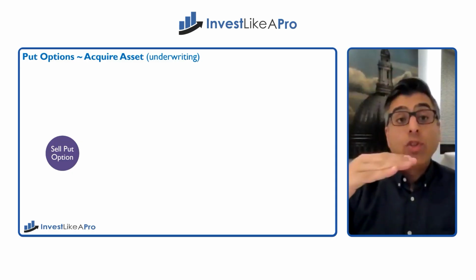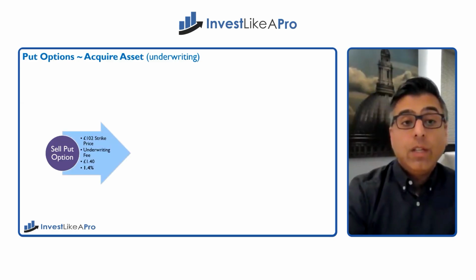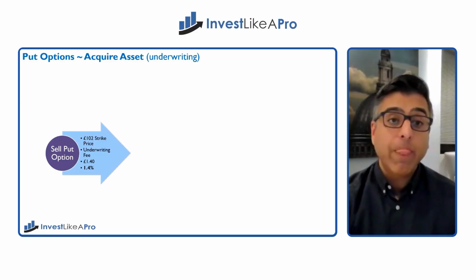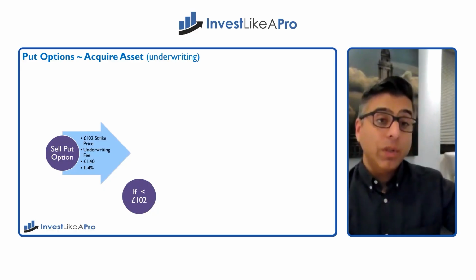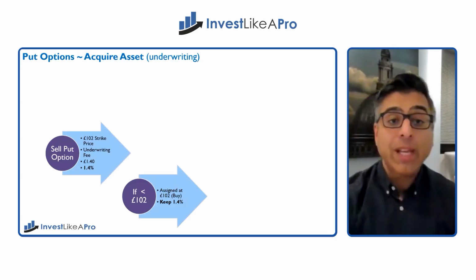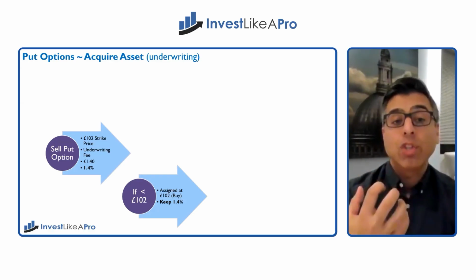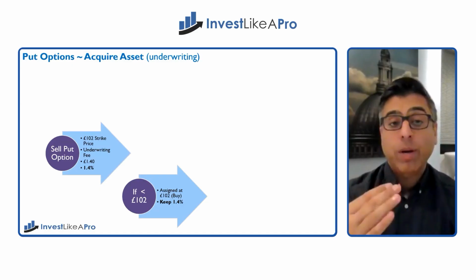I'd rather be buying at 102. So what you do is you sell a put option with a strike price of 102. Okay, so that's how that looks. You earn income for doing that. You get 1.4%. If the share price goes below 102, then you keep your money anyway. You keep the 1.4% anyway, and then you get assigned those shares. You get to buy them at £102, your strike price.